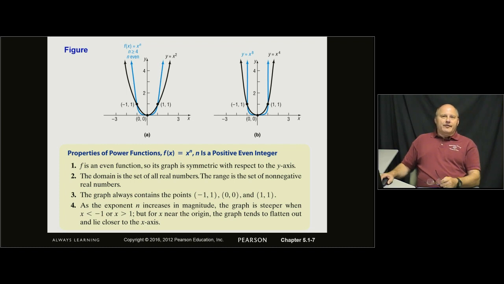Now, this in itself, if this is all it was, we probably wouldn't be talking about it. But they wanted to introduce this here, so when we start talking about the polynomial functions, you'll know what that end behavior is. And that's what I'm going to relate this to a little bit later.